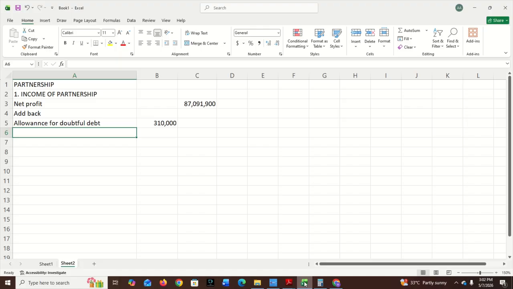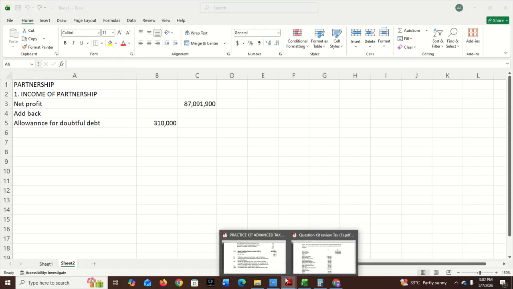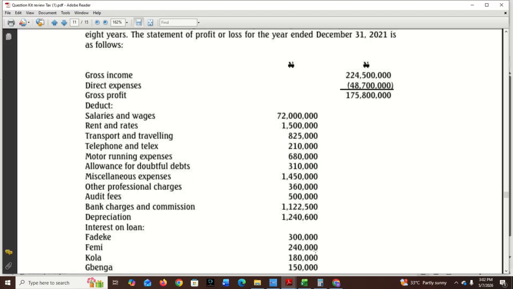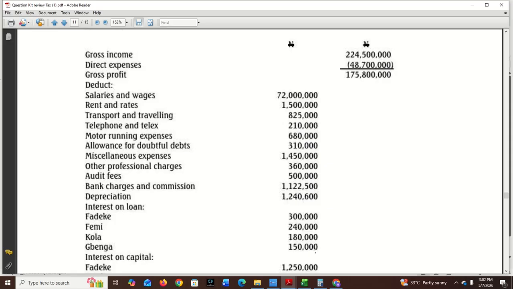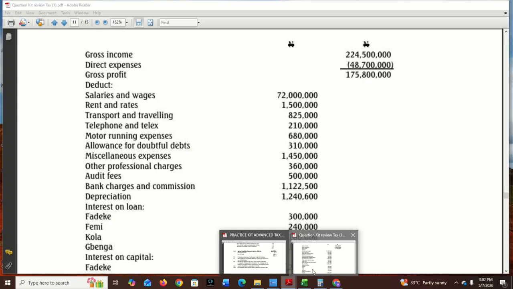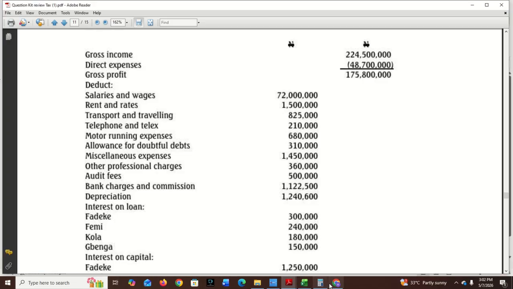Next, let's go back again. What else do we have in the question? Miscellaneous expenses, we check if rational. Other professional charges allowed. Audit fees allowed. Bank charges. Depreciation is not allowed. So let's add back our depreciation.